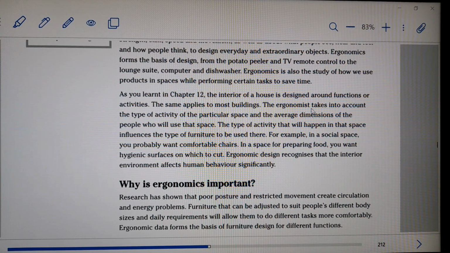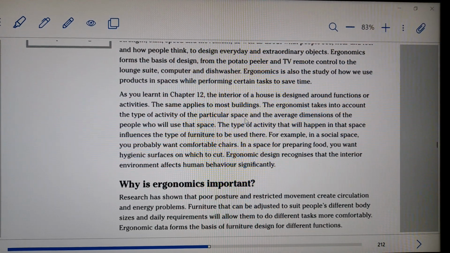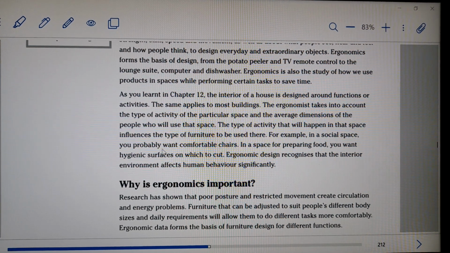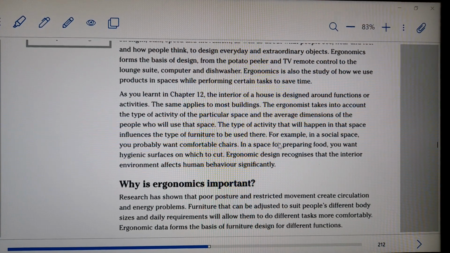The ergonomist takes into account the type of activity of a particular space and the average dimensions of people who will use that space. The type of activity that will happen in that space influences the type of furniture to be used there. For example, in a social space, you probably want comfortable chairs. In a space for preparing food, you want hygienic surfaces on which to cut. Ergonomic design recognizes that interior environments affect human behavior significantly.